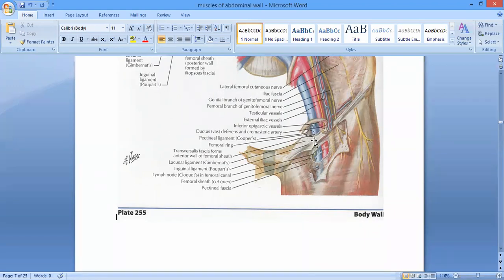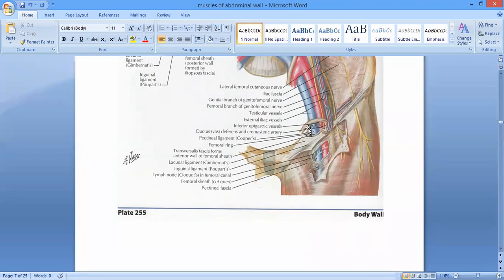Here you can see it is triangular in shape. This lacunar ligament is triangular in shape while lying horizontally. Its apex is attached to the pubic tubercle, and its base is going to form the free border, and this free border is going to form the medial boundary of the canal. Which canal was this? What structure will reflect from here? Femoral sheath, right? So this forms the medial boundary of the femoral canal.